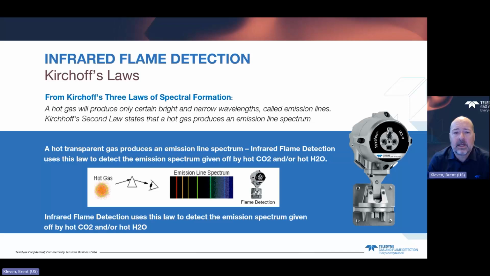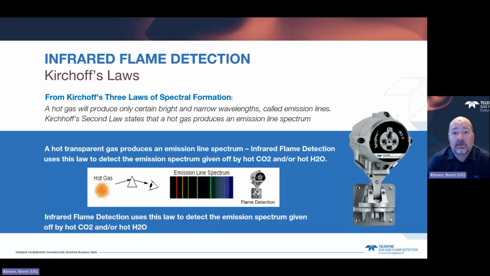So now we take a look at Kirchhoff's laws. Kirchhoff's 3 laws of spectral formation. What we know is that a hot gas will produce only certain bright and narrow wavelengths called emission lines. Kirchhoff's second law states that a hot gas produces an emission line spectrum. So with that, when we take a look at these hot transparent gases, in other words, they're not opaque in the sense that we can't see through them, we get an emission line spectrum. So an infrared flame detector uses this law to take a look at the emission spectrum given off by hot CO2 or by the hot water.